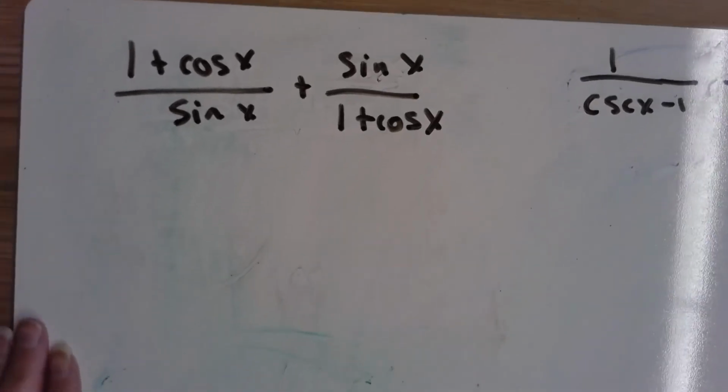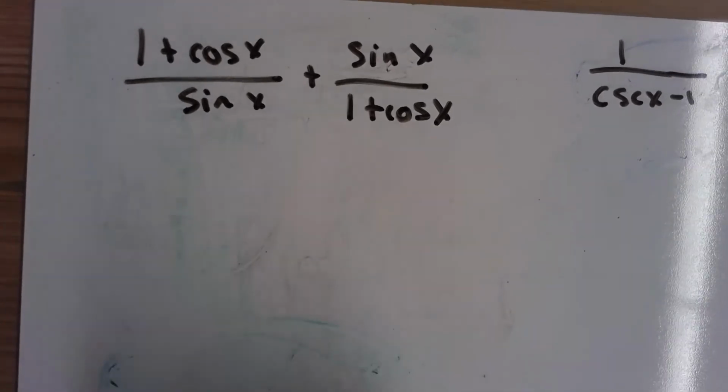Okay, so here's some more. I said I only had 2 more, but I actually have more than 2 more because, again, they're just so different each time. It's nice to see a bunch of examples. So my next one is 1 plus cosine x over sine x plus sine x over 1 plus cosine x.